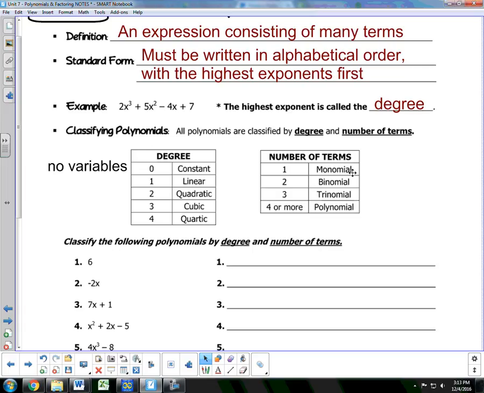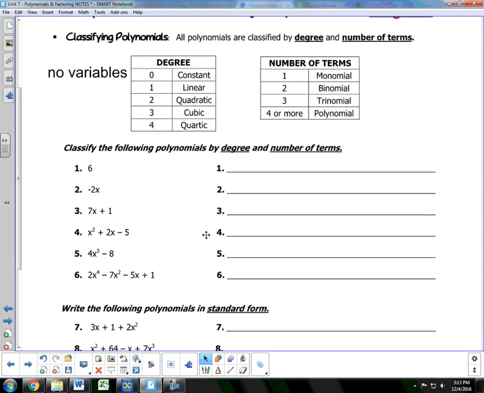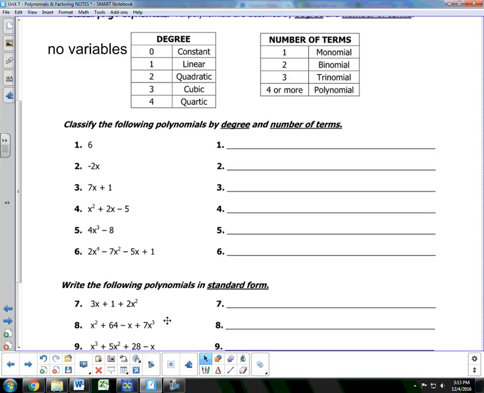We've talked about that before, I believe. If there are two terms, then it's a binomial. Three terms, trinomial. And we don't have any fancy terms for anything more than three, so four or more we just call polynomial.